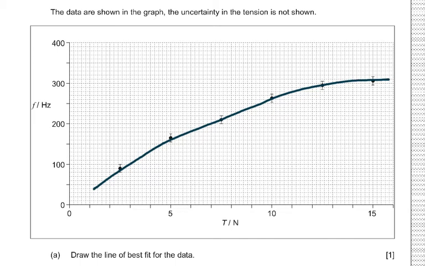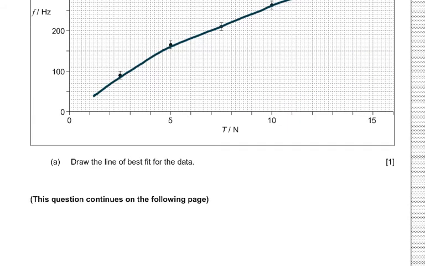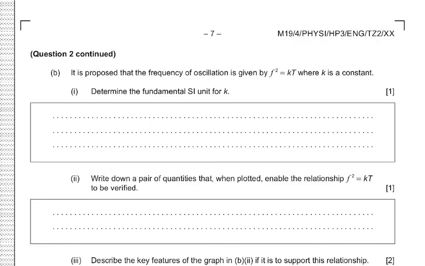The mark scheme says any curve that passes through all of the error bars gets 1 point. Let's move on. Question continues on the following page. Here it is. And it's proposed based on the graph that the frequency squared is given by a constant K times the tension. Determine the units for K. So we know the units for frequency. That's normal frequency, not angular frequency.